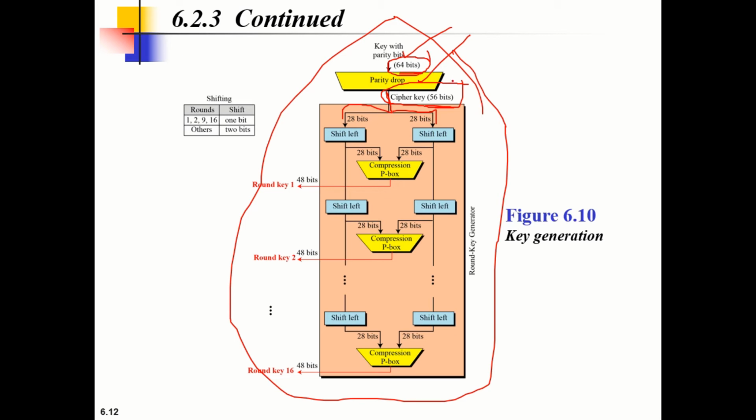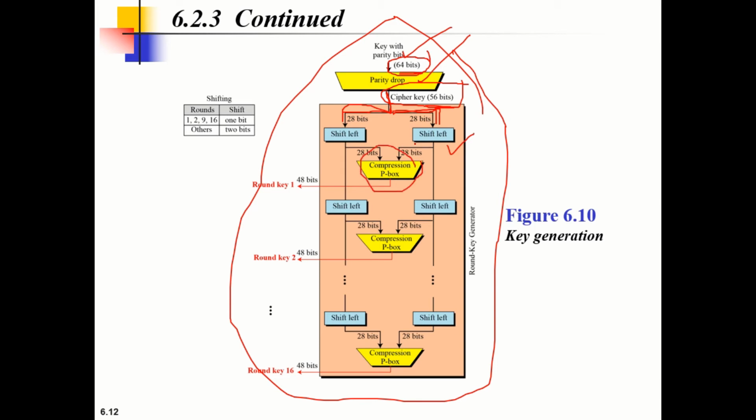Okay, so we make two parts out of it, the whole cipher key. Then we perform the shift left operation on each part, right? And then we compress this key.